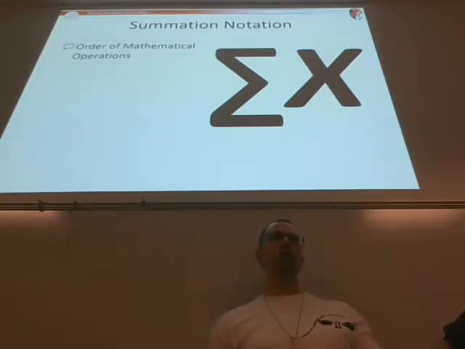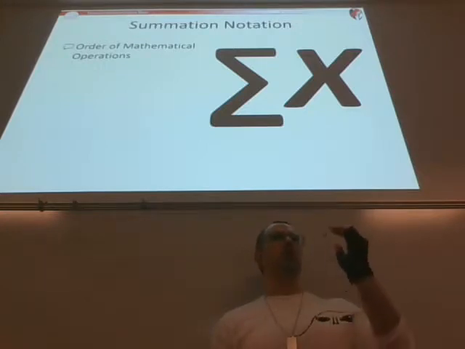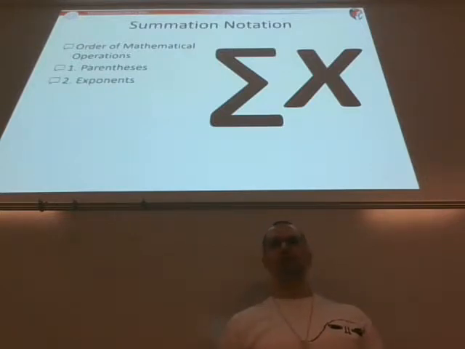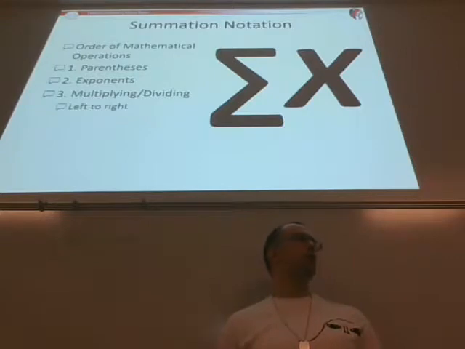Order of mathematical operations is going to be very much like the ones that you already know. So when you have a complicated formula, we start with whatever is in parentheses first. That is then followed up by exponents. That is then followed by multiplying and dividing left to right. So be very careful there.